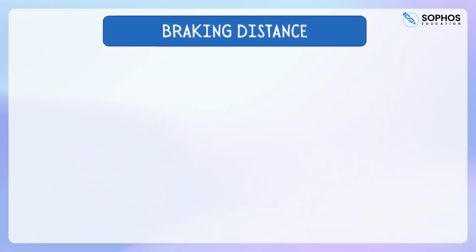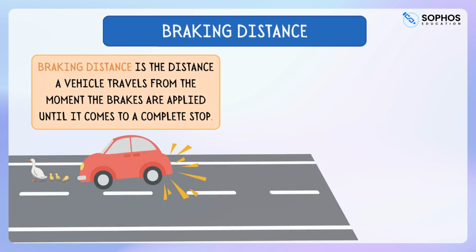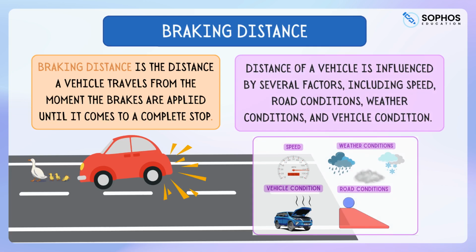In summary, the braking distance of a vehicle is influenced by several factors, including speed, road conditions, weather conditions, and vehicle condition. Understanding these factors and their implications for safety can help drivers make informed decisions and take necessary precautions to maintain safe stopping distances on the road. Remember, effective braking is not just about pressing the brake pedal. It involves understanding and adapting to the conditions around you to ensure safety for yourself and others on the road.